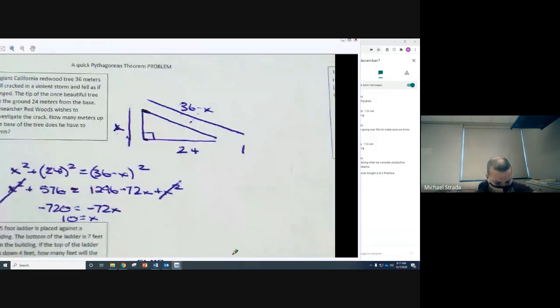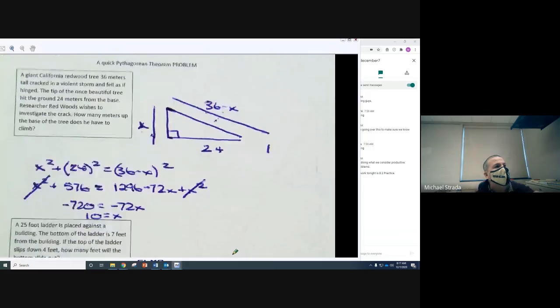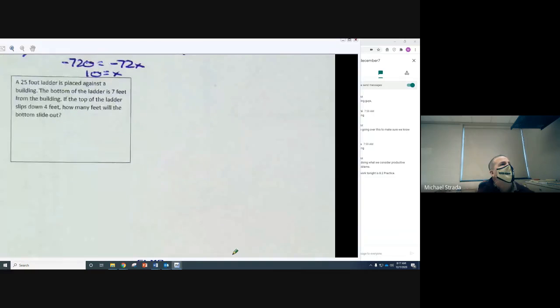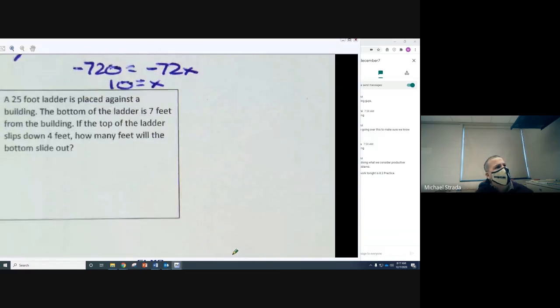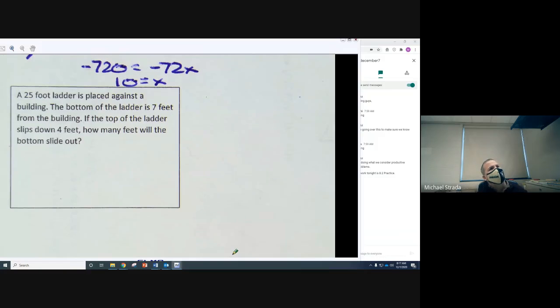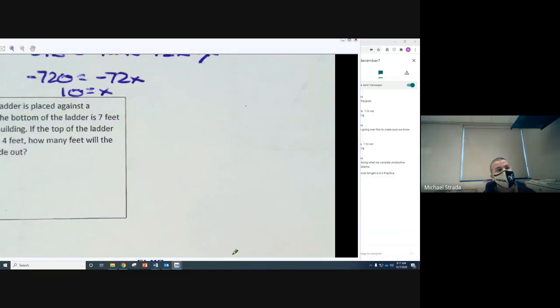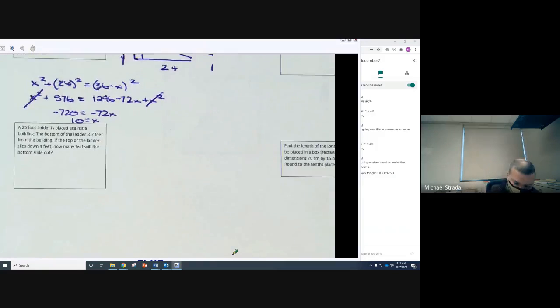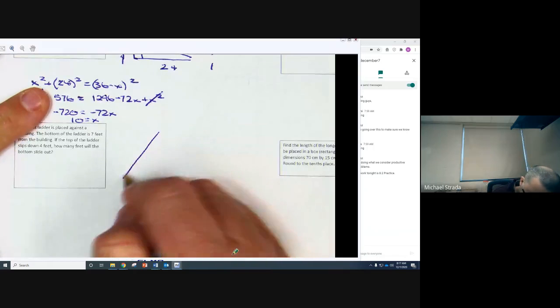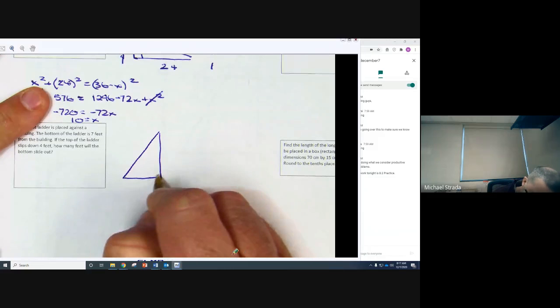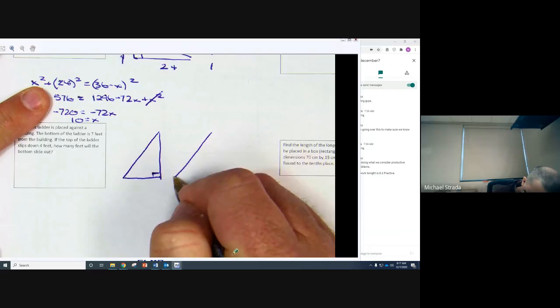All right, one of my favorite problems in the world, the sliding ladder problem. A 25-foot ladder is placed against the building. The bottom of the ladder is 7 feet from the building. If the top of the ladder slips down 4 feet, how many feet will the bottom slide out? Okay. Now, here's the key to this problem. Make sure you draw yourself 2 right triangles.